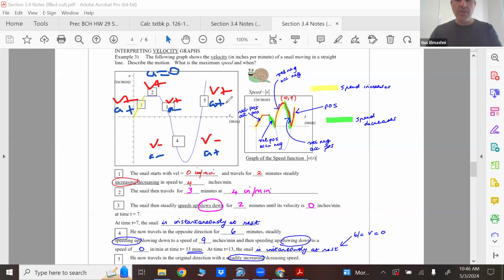Okay, so let's think about it, and we're gonna get to this in just a little bit. But I know I'm getting a little ahead of myself. But again, we do change direction at 7. It does travel for 6 minutes in the opposite direction. We know this, right? It speeds up to 9 and then slows down eventually to 0 at 13 minutes. And at 13 it's back at rest again. And then finally, it slowly increases speed. But let's think about what's happening here.